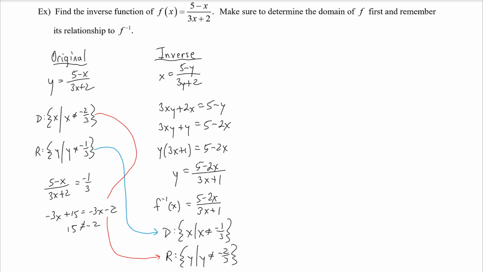So once you find the inverse, you don't have to do any work to find its domain and range. The original domain becomes this one's range, and the original range becomes this one's domain. All the x's became y's, and the y's became x's. That's the whole idea. That's what's behind the scenes going on for every function and its inverse.